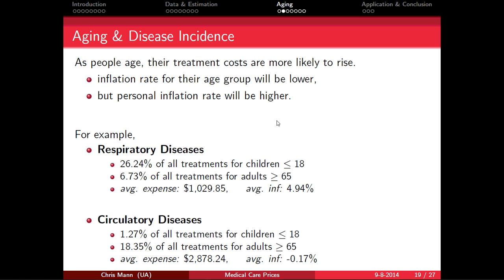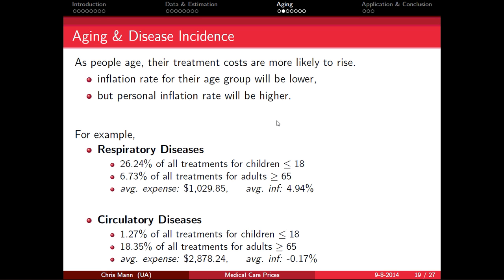So let's look at an example down here. If you think about respiratory diseases, which were the most common types of diseases that children are treated for, 26.24% of all treatments for children 18 and younger are respiratory diseases. However, only 6.73% of all treatments for adults 65 and older are respiratory diseases. And what's the average expense for these? Well, the average expense is about $1,029.85, and the average inflation rate is almost 5%.